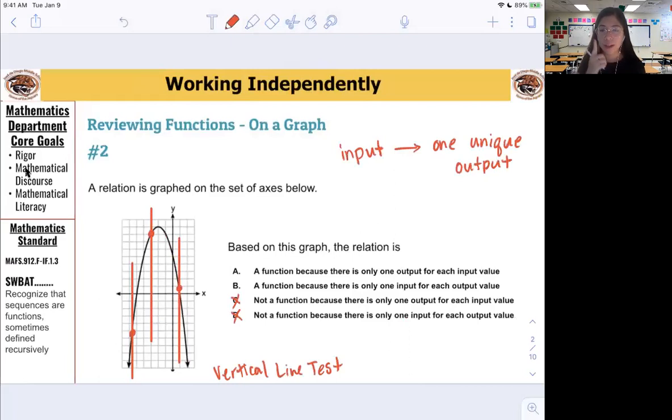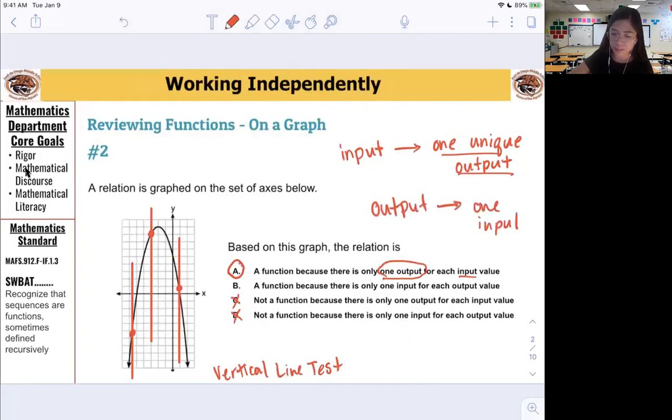There's only one unique output for each input value. That is my answer. B tries to flip it around on itself. B is kind of trying to say that you would do output to one input, but that's just simply not right. This doesn't work backwards. It goes from input to one output. So that's why A is correct on this one.